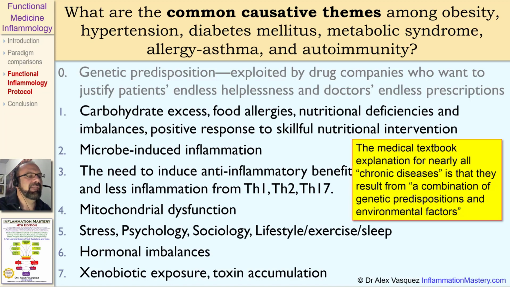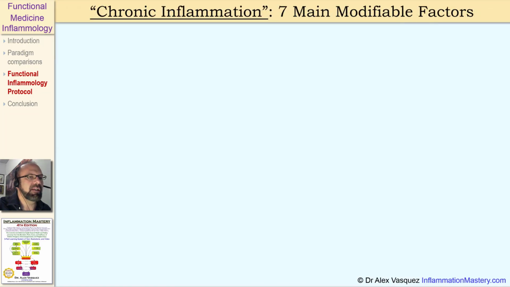However, instead of just saying environmental factors, we need to define what those environmental factors are. And that's what I've done in the list that you see on this page. Diet, microbes, immune imbalance, mitochondrial dysfunction, lifestyle, stress and sleep, hormonal imbalances, and toxin exposures, whether those are chemicals or heavy metals. So you need to memorize all of those.